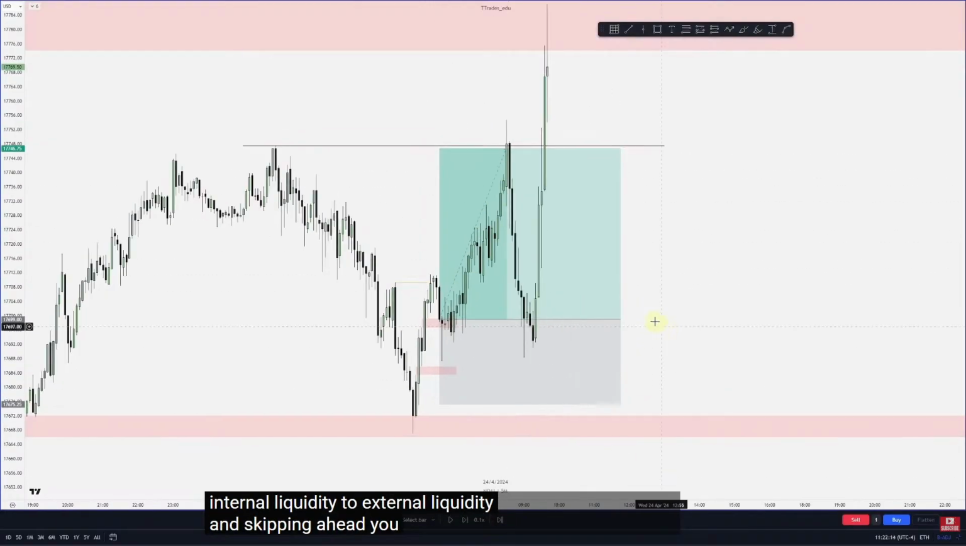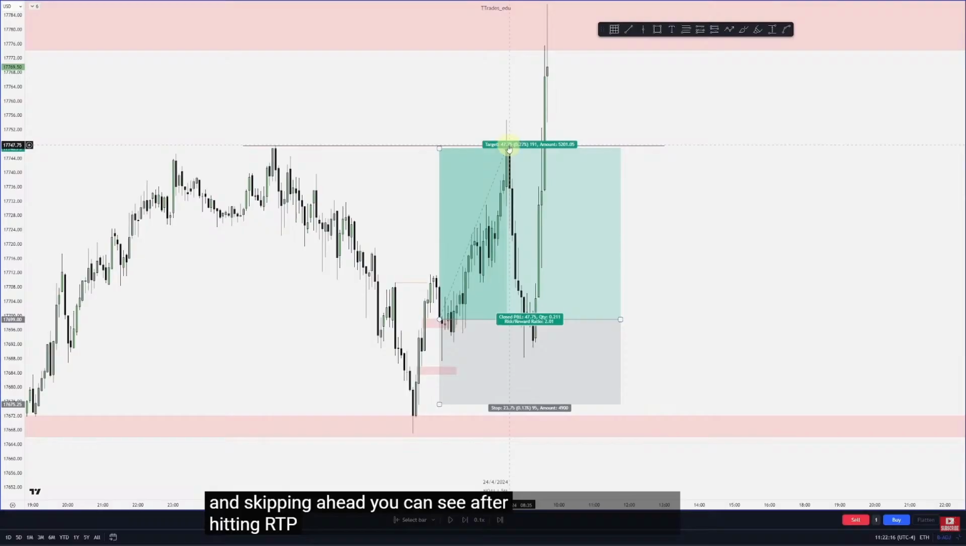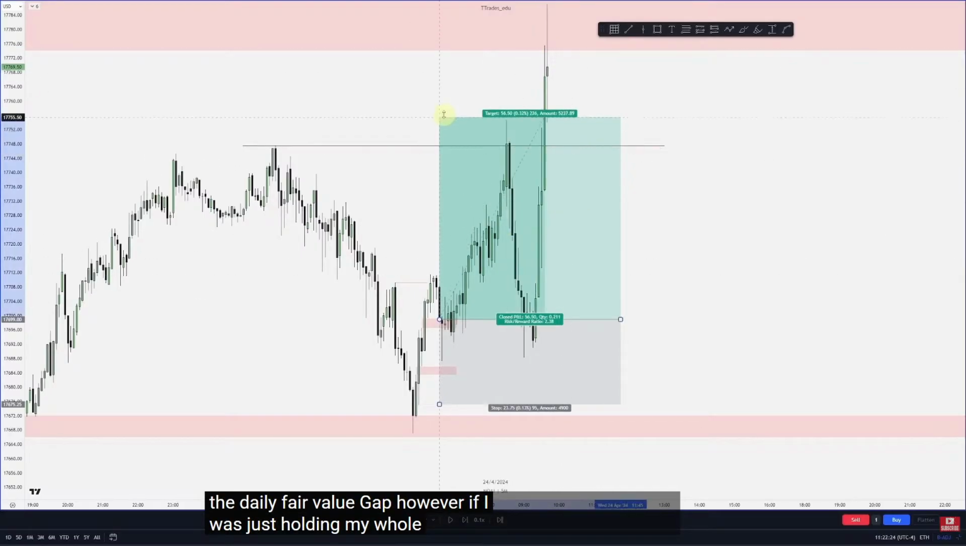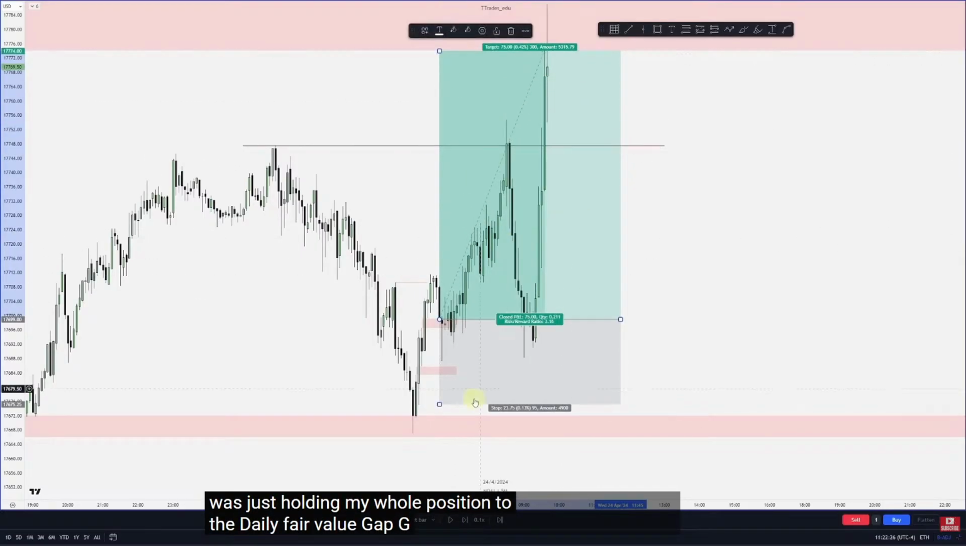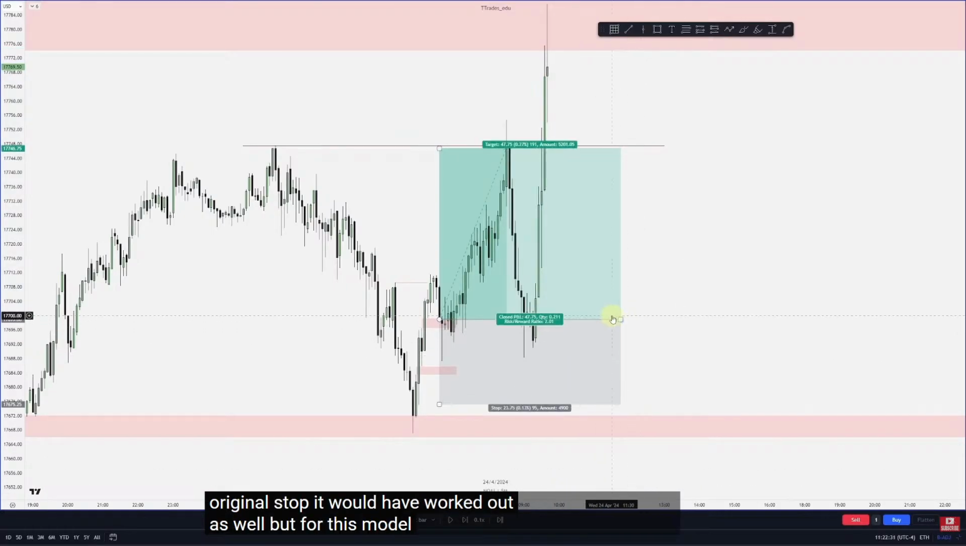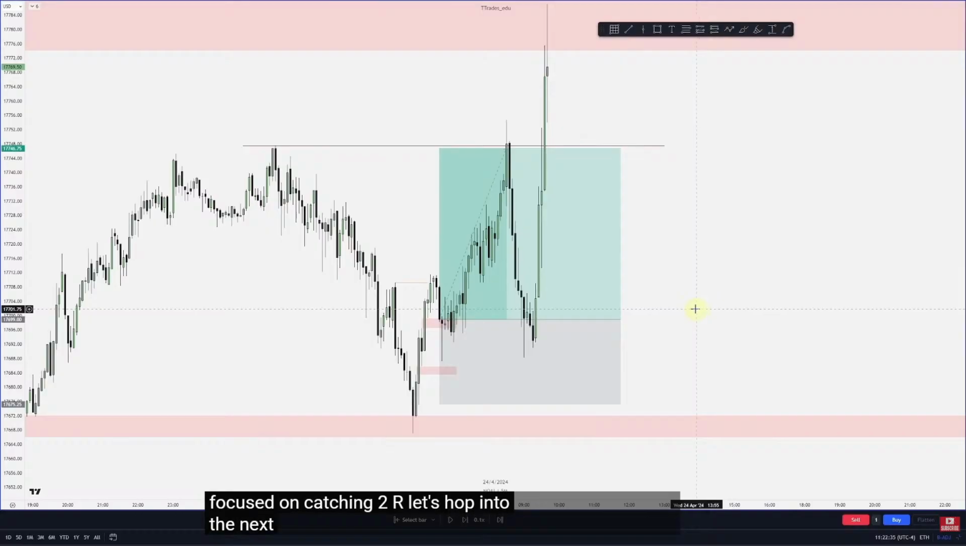And skipping ahead, you can see, after hitting our TP, if I would have moved my stop to break even on runners, they would have been stopped out before reaching daily fair value gap. However, if I was just holding my full position to the daily fair value gap, keeping my original stop, it would have worked out as well. But for this model, I'm just focused on catching 2R. Let's hop into the next example.